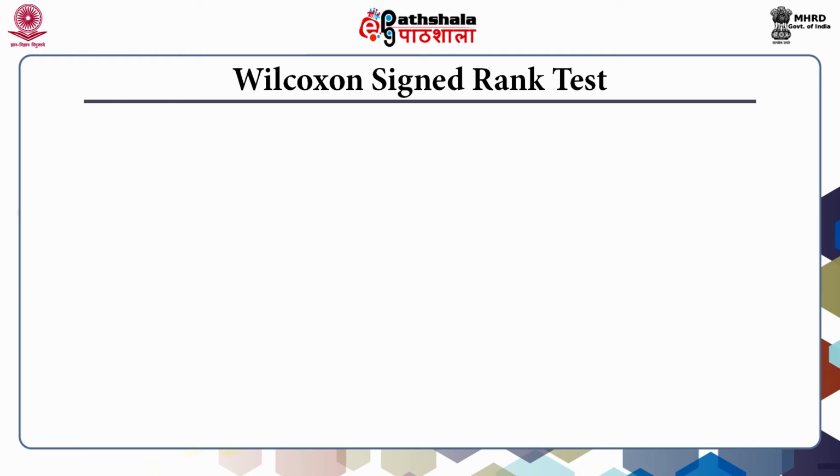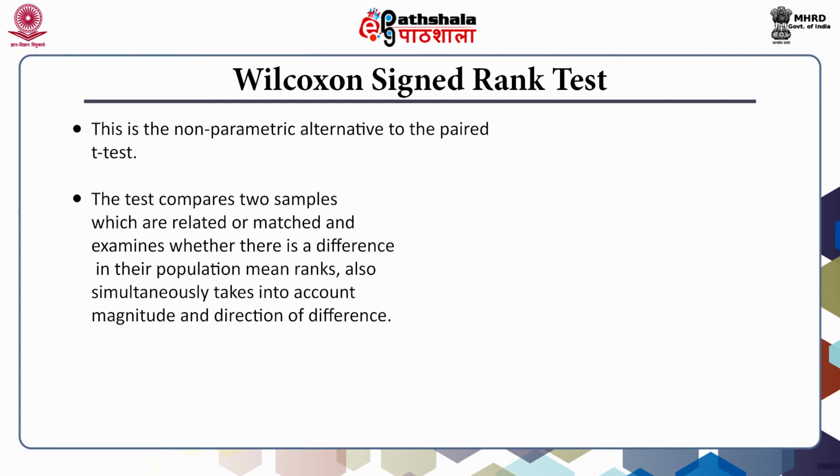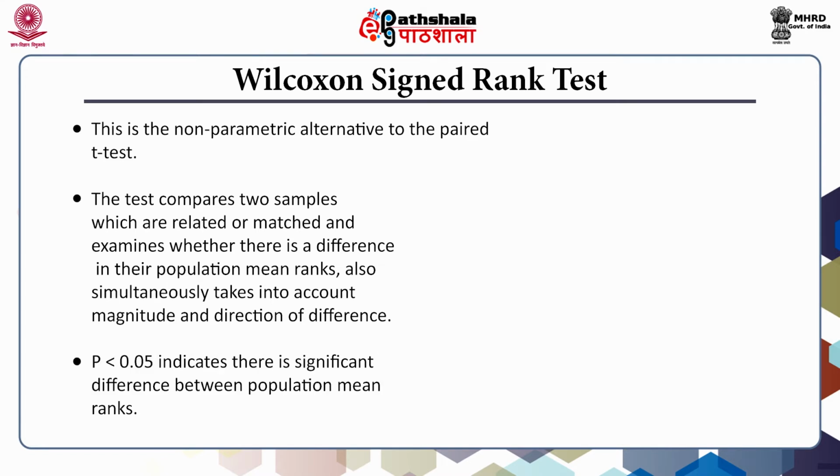Wilcoxon signed-rank test. This is the non-parametric alternative to the paired t-test discussed previously. The test compares two samples which are related or matched and examines whether there is a difference in their population mean ranks, also simultaneously taking into account the magnitude and direction of difference. P less than 0.05 indicates there is a significant difference between population mean ranks.